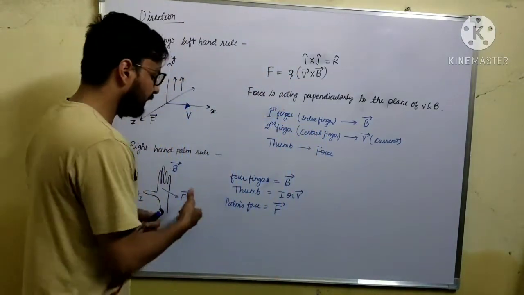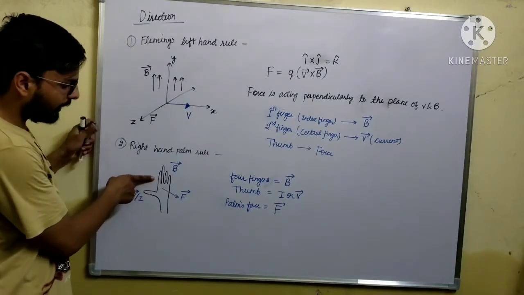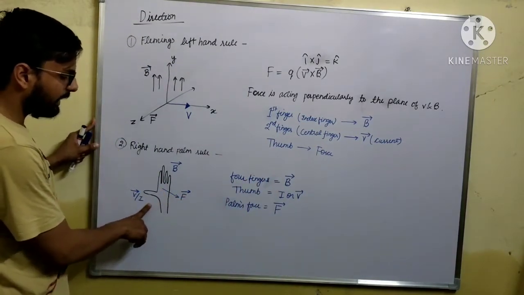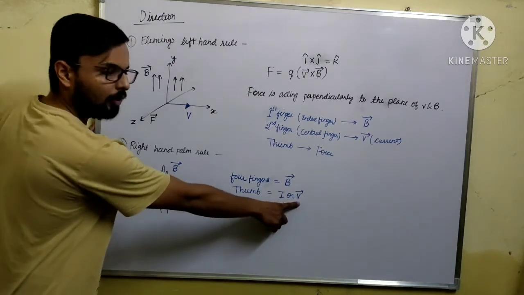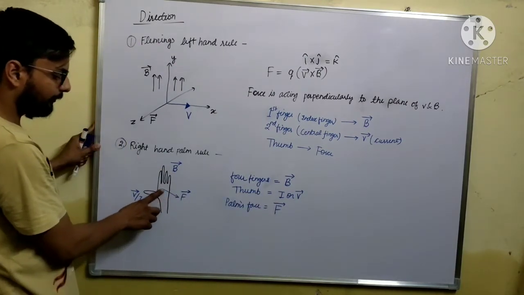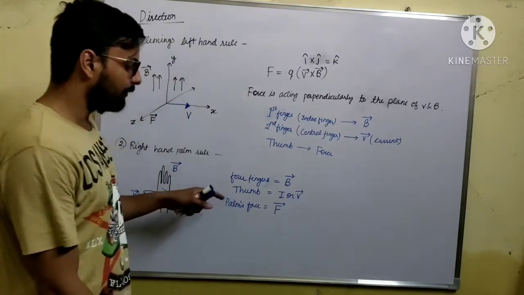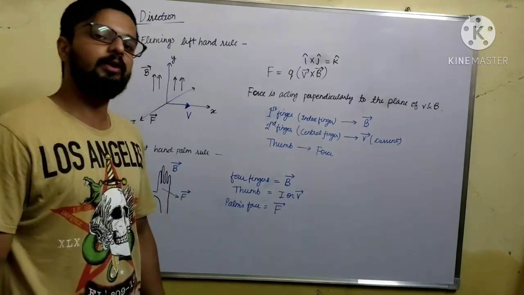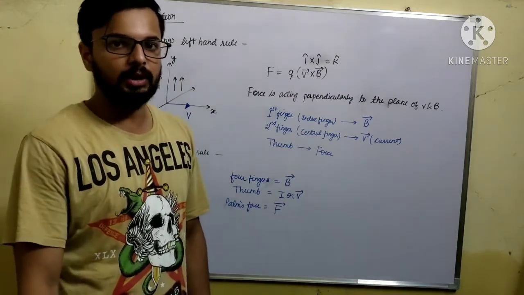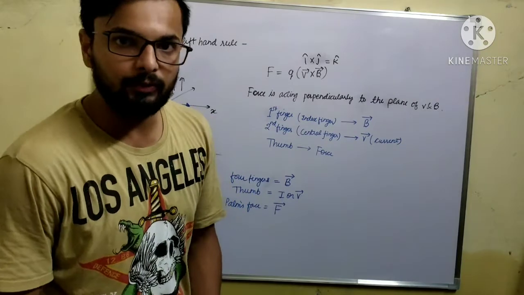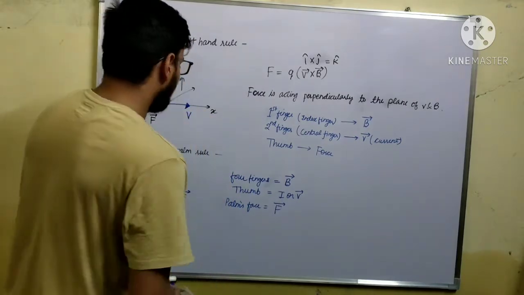And that is what I have written here, that if these four fingers indicate the direction of magnetic field and the thumb indicates the direction of current or motion of charge, then the face of the palm which is facing towards you will show the direction of force which is acting on the charge in the magnetic field.